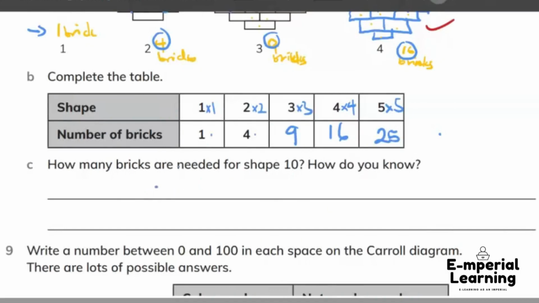Okay, so it's simply going to be 10 times 10. And it's asking how do you know? Simply because when you analyze the diagram or the chart over here, you'll realize that the number of bricks is gotten from the shape by itself, or the shape squared. So it's going to be 10 squared, and 10 squared is 10 times 10.